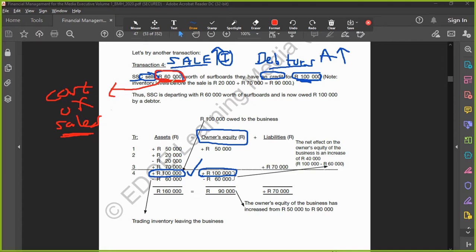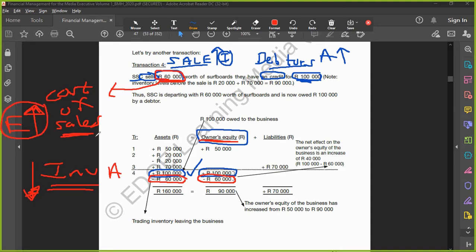If I'm selling something and it costs me 60,000, what's happening to my cost of sale? It's going up. I have a cost. The costs are increasing. And what's happening to my inventory? It's decreasing because I'm giving away the stock, because I'm selling it. So inventory is an asset. The asset will decrease. There's minus 60,000. And my cost of sale is an expense, so I need to record an expense. The expense is going to decrease my owner's equity. My owner's equity will decrease because of an expense. The expense is increasing.